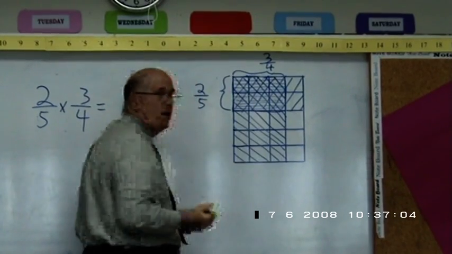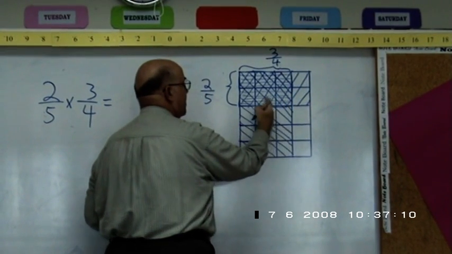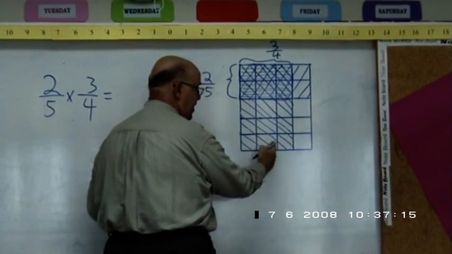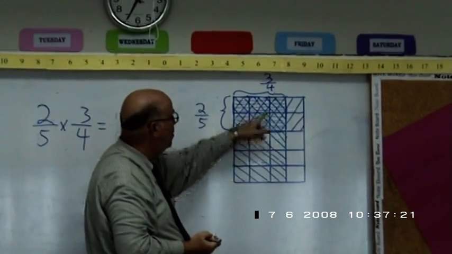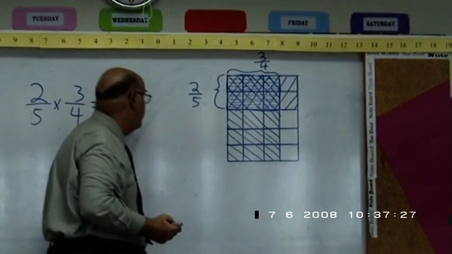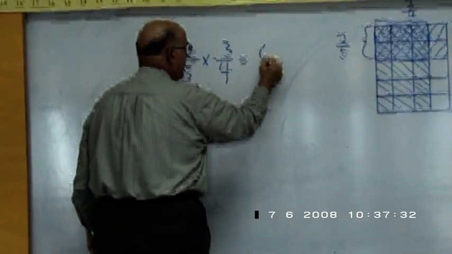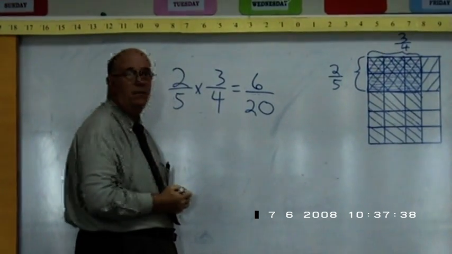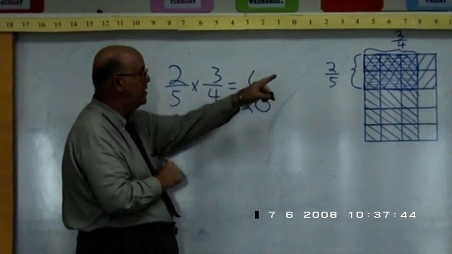Now, if you count all the squares, you'll find there's 20 squares. And the answer is 1, 2, 3, 4, 5, 6 out of 20. Let's see if we get the same answer when we multiply. If you take 2 times 3, you get 6. 5 times 4 is 20. So you see that this is the way we do the problem, but that's really what's happening.